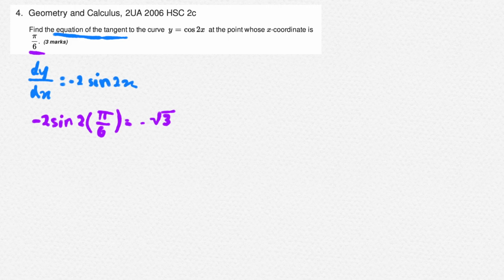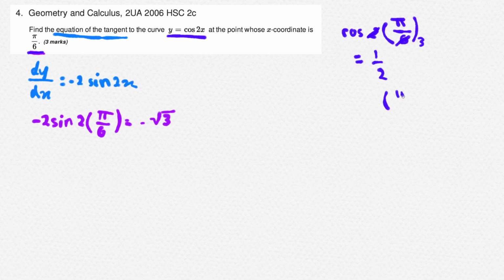Now, since we have our gradient for the single point, we must know which point to put the equation into. To find the y component of our coordinate, let's sub pi over 6 back into our y equation. So subbing pi over 6 back in, we get the y value as a half. Therefore, our coordinate will be pi over 6, comma, half. Using this information, we can find the equation of the tangent to the curve at the point pi over 6, because we know our x1 value is pi over 6 and our y1 value is a half.